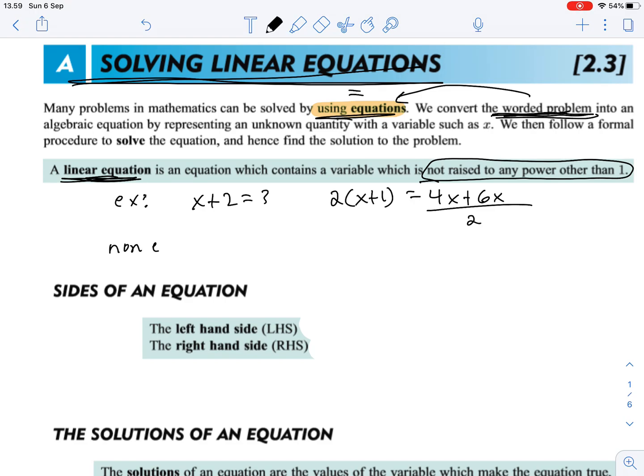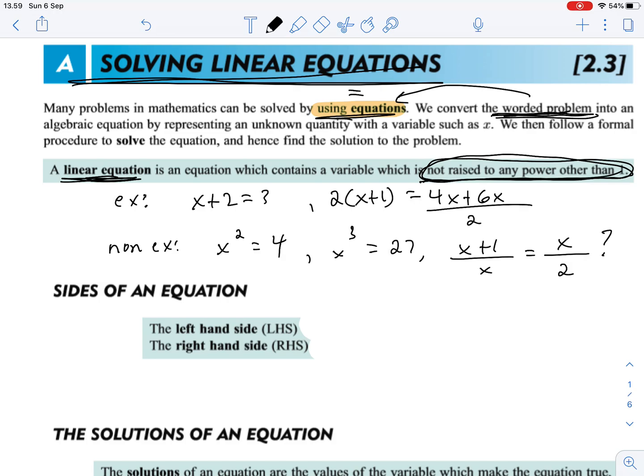A non-example would be something like x squared is equal to 4, or x to the third is equal to 27, or x plus 1 over x equals x divided by 2. You might have to look at that one a little bit closer. But if the variable is raised to anything other than 1, then it's not a linear equation, and linear equations are what we'll be focusing on now.